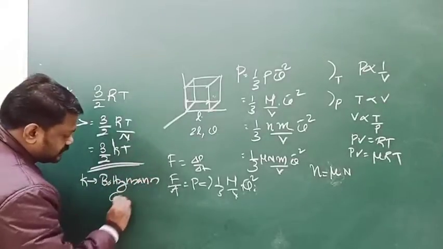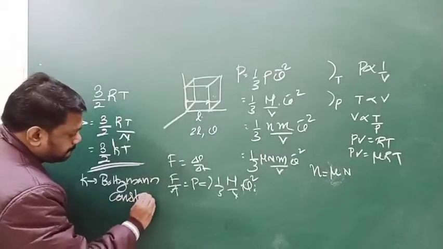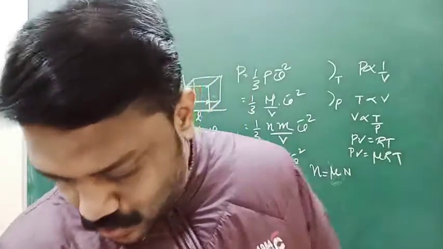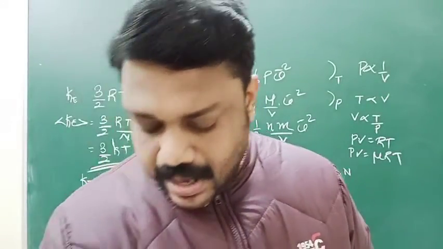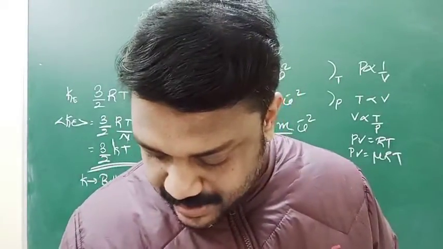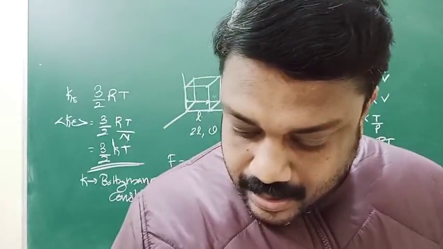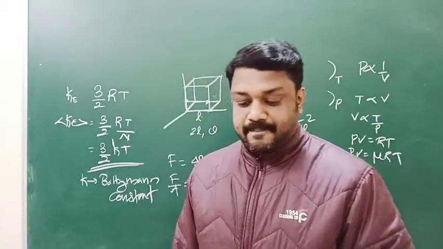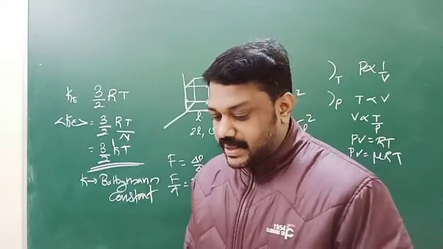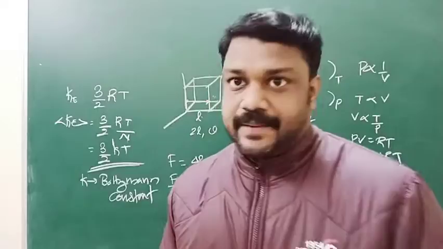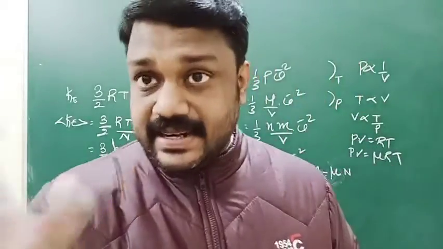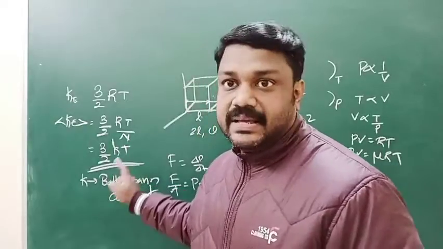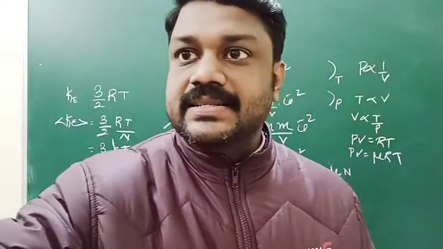Boltzmann constant. R by N is the Boltzmann constant, so you can calculate its value. K is equal to 1.38 into 10 to the power minus 23. So that is the Boltzmann constant. That is the relation between average kinetic energy and temperature.